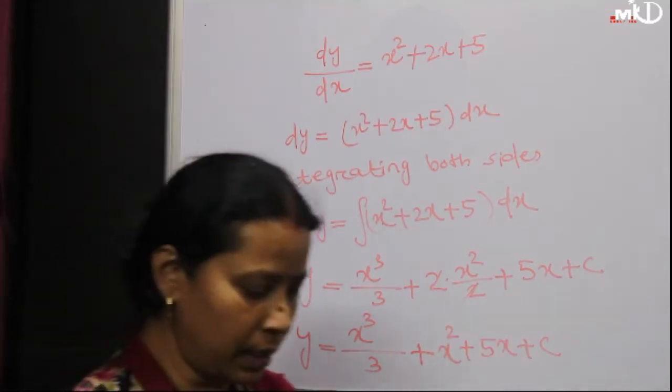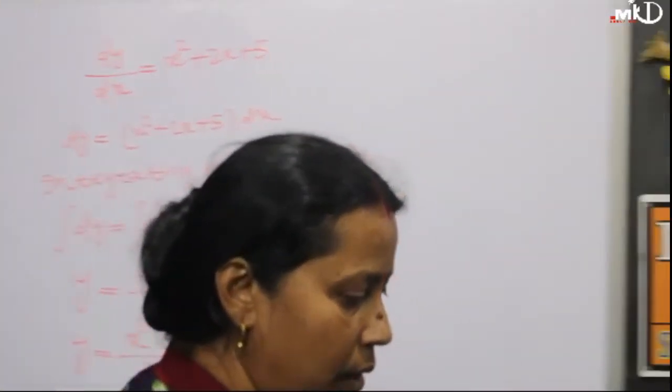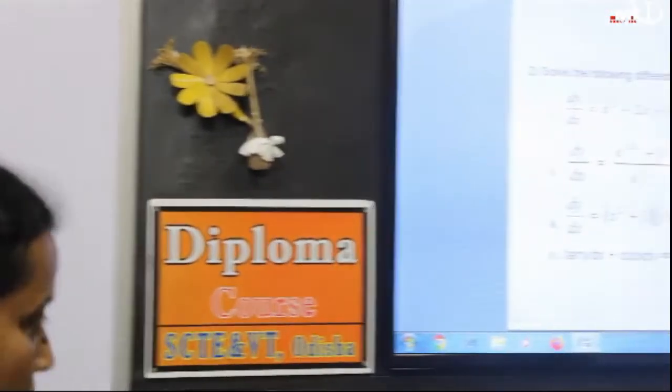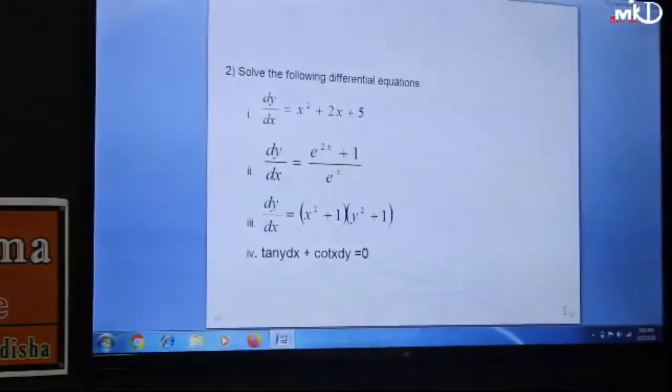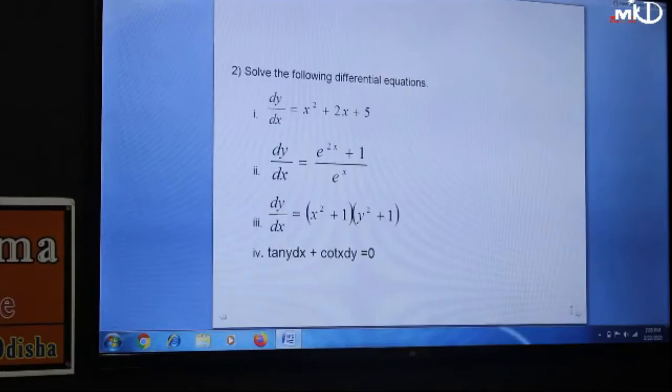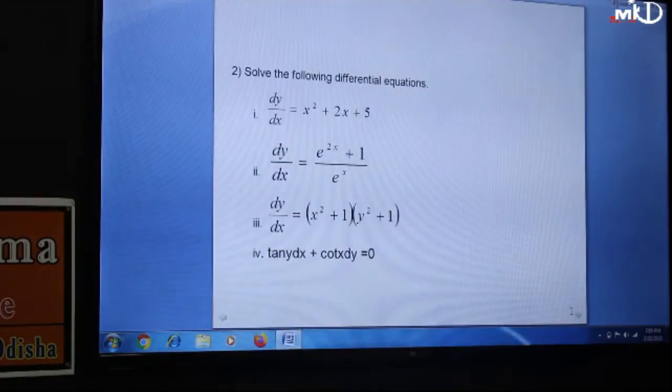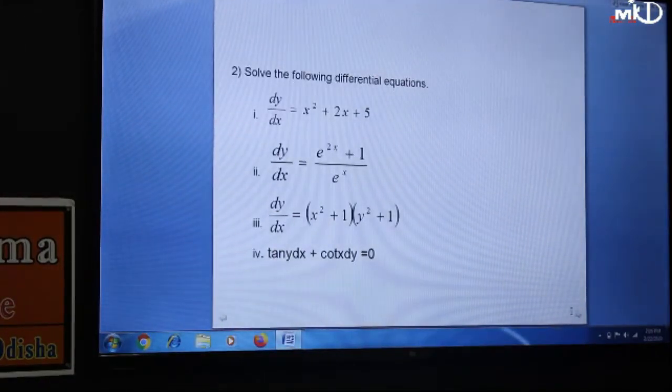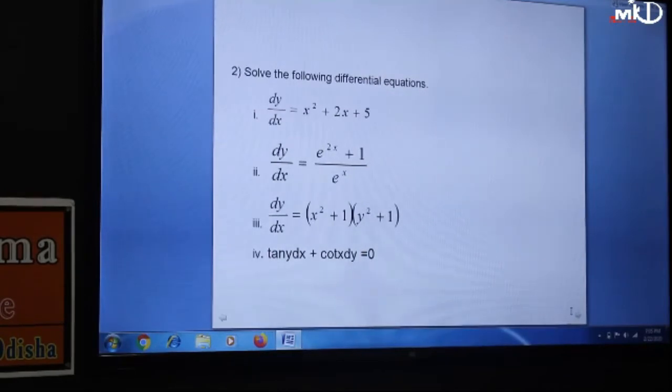Now come to the second question. It is dy by dx is equal to e to the power 2x plus 1 by e to the power x. Here also we adopt the same procedure.